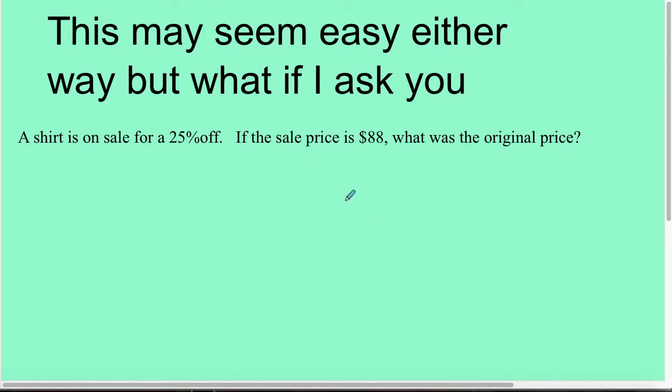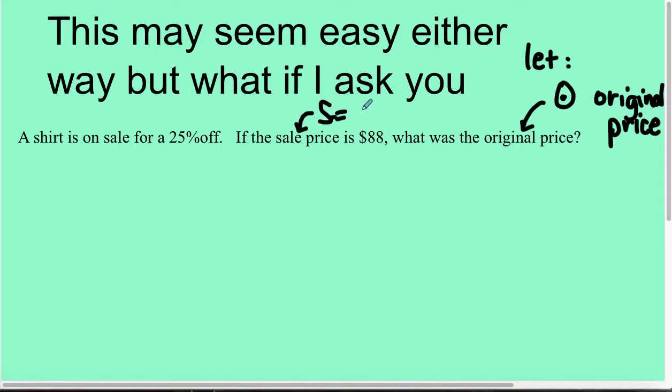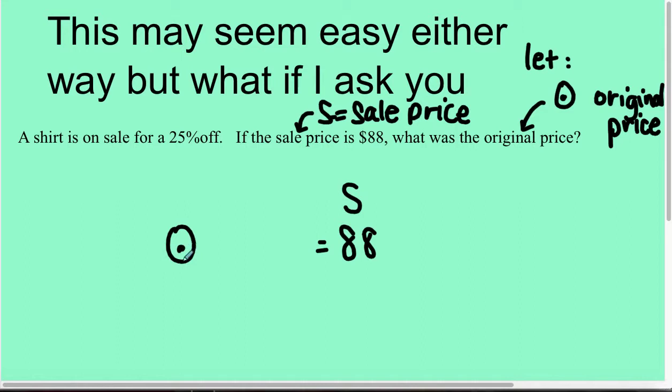Now let's think about that for a second. If your original price, I'll call it O, and I'll put a dot in it so you know that that means the original price. So I'm going to let O equal the original price. And I'm going to let S equal the sale price. Well, how would you get the sale price of $88, okay? That's my S. How would I get that? Well, I'd have to take the original price and multiply it by 25% off, and then I'd have to add it back.